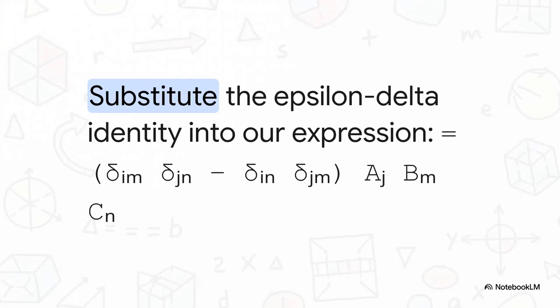Step 3 is pretty straightforward. We take our expression from step 2, the one that had the epsilon ijk epsilon kmn product, and we just replace that whole product with the delta identity we just saw. So now our whole expression is written in terms of deltas and the A, B, and C components. Yeah, it looks a little more complicated for a second, but it's about to get much, much simpler.